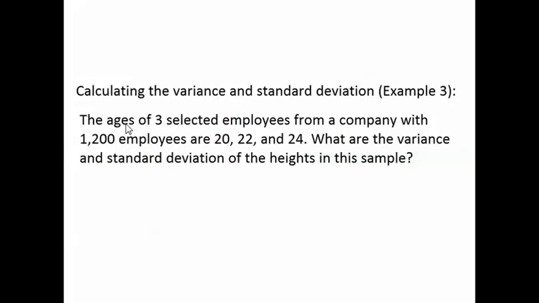This is an example of calculating the variance and standard deviation with data from a sample. We've recorded the ages of 3 selected employees from a company that has 1,200 employees. The ages of the 3 selected employees turn out to be 20, 22, and 24. We want to calculate the variance and standard deviation of the ages of the 3 people in the sample. Since these 3 values come from a sample and not from an entire population, we're going to have to adjust the formula a little bit when we calculate the variance and standard deviation.